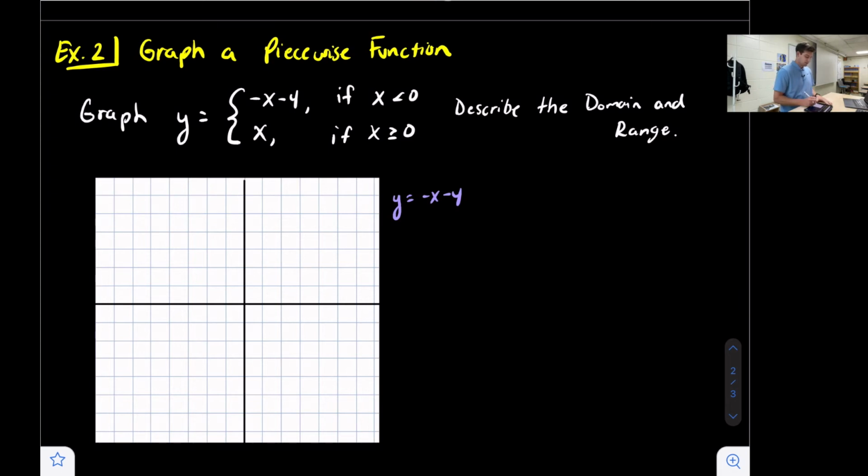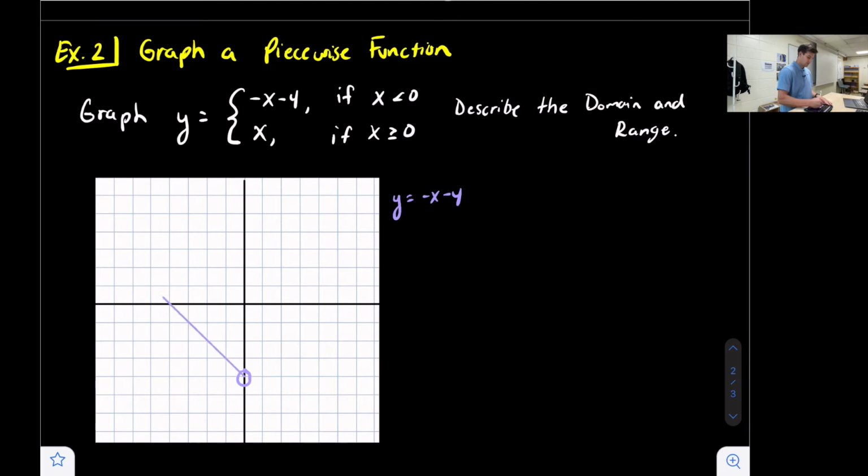So for y equals -x minus 4, the y-intercept would be at -1, 2, 3, 4, right? Since our y-intercept would be there, I am going to put an open circle at -4 because it's a less than symbol. It's not or equal to. Our slope is -1, so we're going to go up 1 and left 1, right?